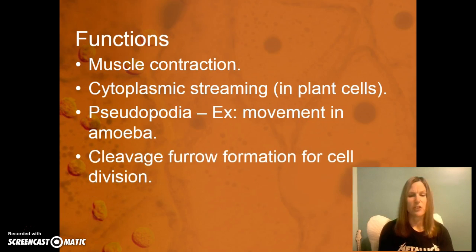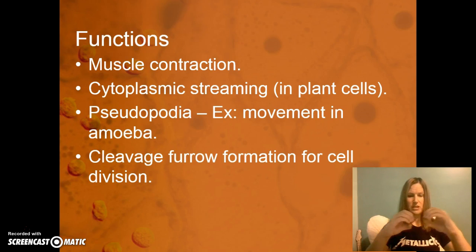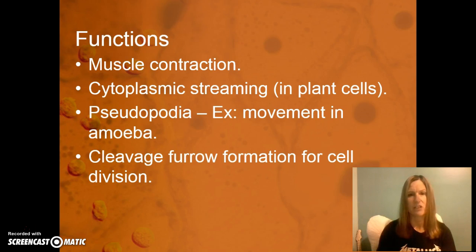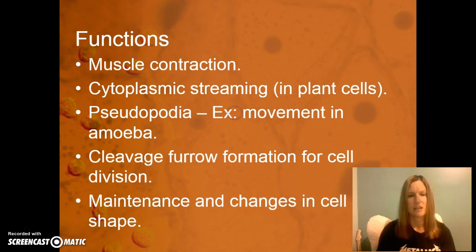Then we have the cleavage furrow, which is the formation for cell division. This is occurring in animal cells when we form that. You might remember that a cell starts like this and then begins to split and pop. Okay, where it begins to pinch, that is where we get our cleavage furrow. And then finally, maintenance and changes in cell shape. So again, we're in a very broad area where it functions as, again, that's why we call it the cytoskeleton. Cyto means cell, and then skeleton of the cell, because it's going to provide help with the shape.